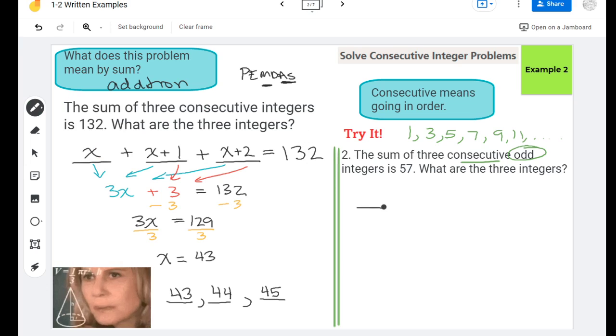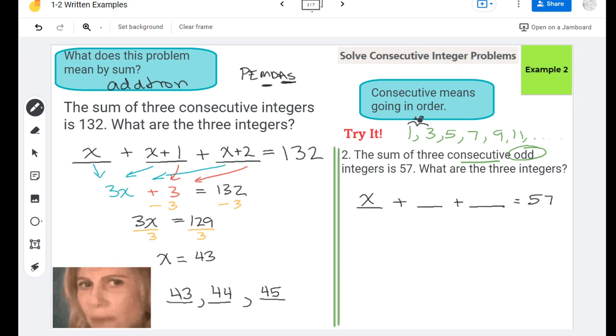Okay, so I have some number plus some number plus some number is equal to 57. Now the first value itself is x, we know that. But how do I describe these other two blanks? I can't do it like I did on the last one, because if I add 1 to 1, for example, I would get 2, so it's not quite hopping. So if you think about a number line, to go from odd to odd, I'm skipping an even. So here I would have to add 2, or add 2, or add 2.